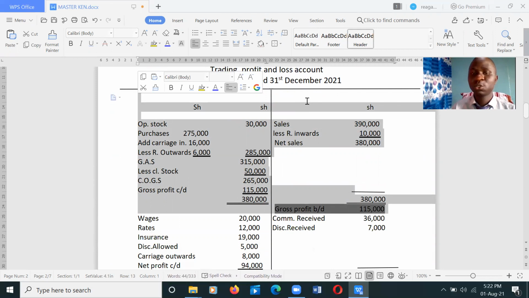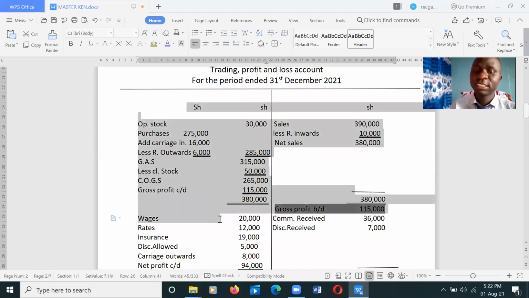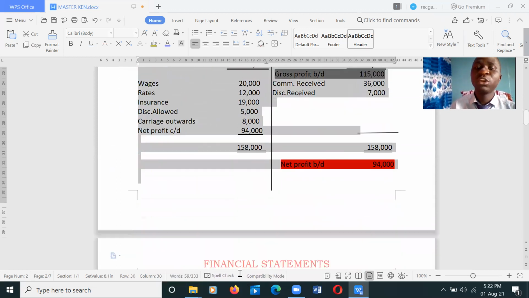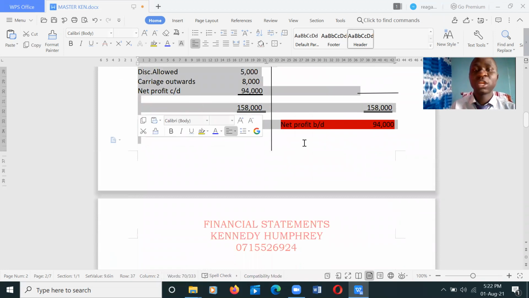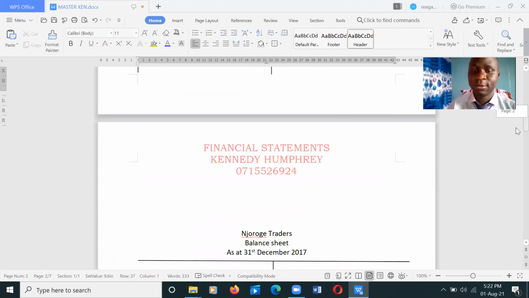It's important to know that you can prepare the trading account separately and the profit and loss account separately. But for this case, we have decided to prepare the trading profit and loss account according to the instructions. So now we combine them together and call it the trading profit and loss account. So we have finished working it out by getting our net profit brought down as 94,000.